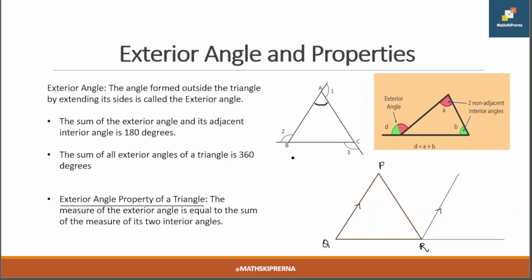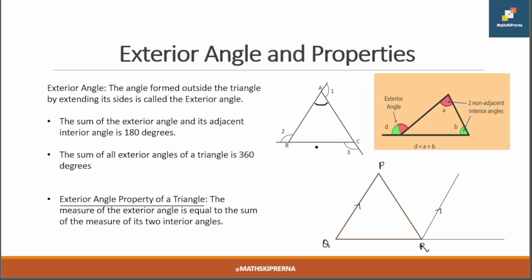There are some important properties of the exterior angles. So if we see this is an exterior angle and there is an adjacent interior angle which is angle A, the sum of the exterior angle and the adjacent interior angle is 180 degree. And if we add all the exterior angles, so angle 1, angle 2 and angle 3, the sum is 360 degree.